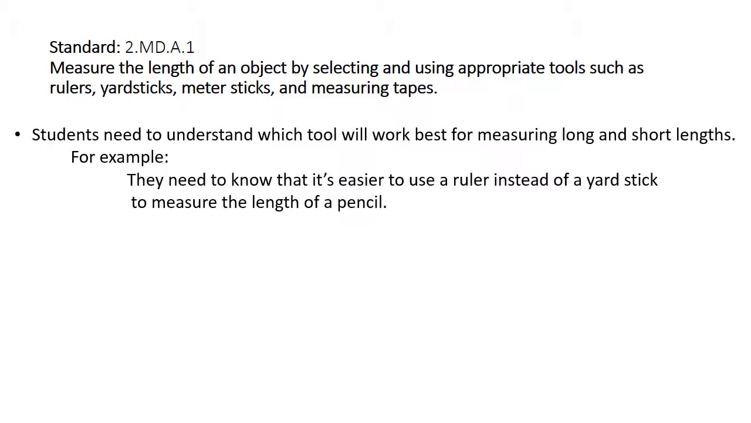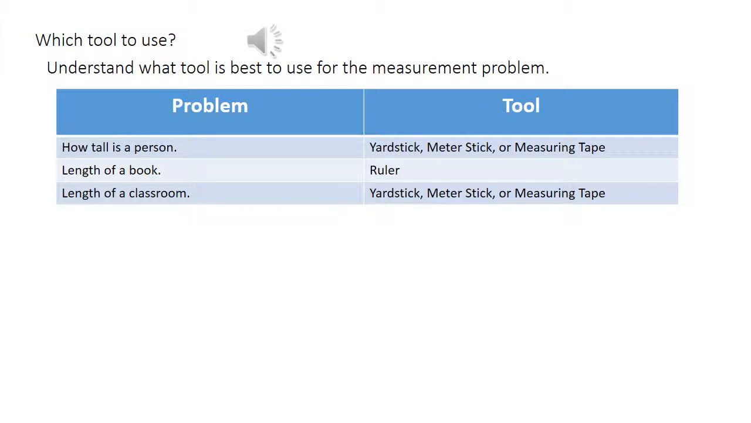Most tests that I've seen on these standards are multiple choice tests, where a student has to know which option to choose, and oftentimes a measuring tape won't be one of those options. So on tests, the type of problem the student might see is how tall is a person, and they'll need to know that the best choices are, if they see a yardstick or a meter stick or a measuring tape, that would be the best choice for them. They might see how long is a book or what's the length of a classroom, and they need to be able to choose the appropriate tool.